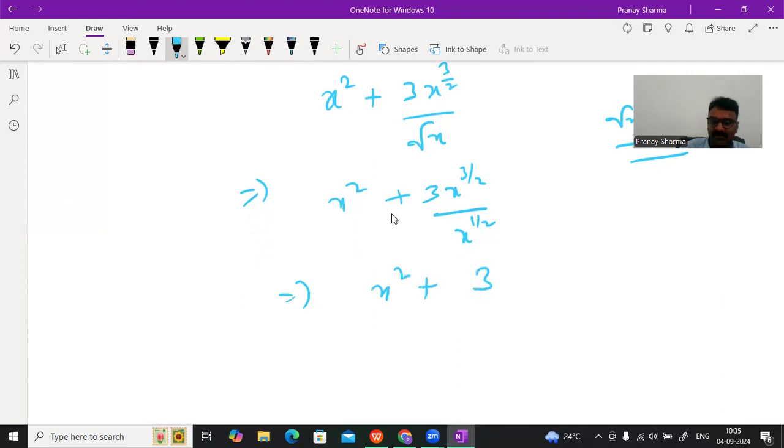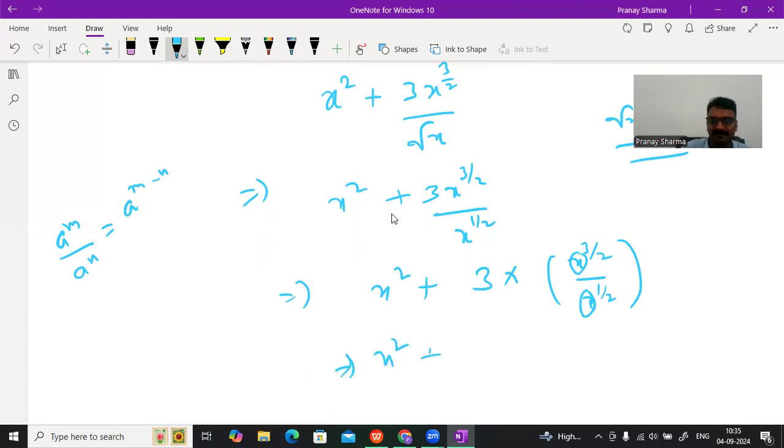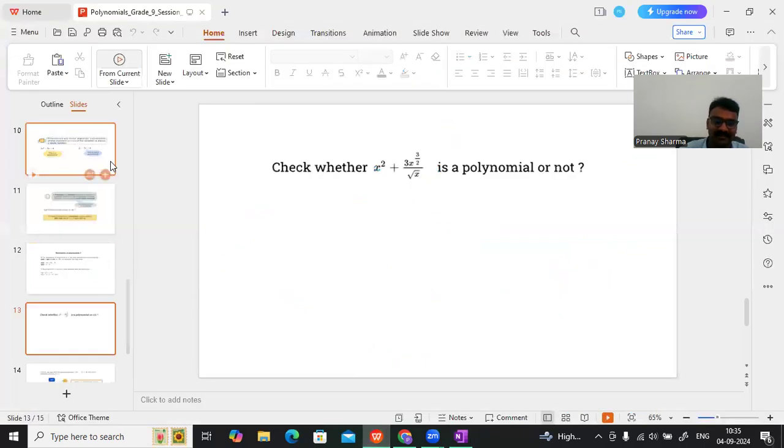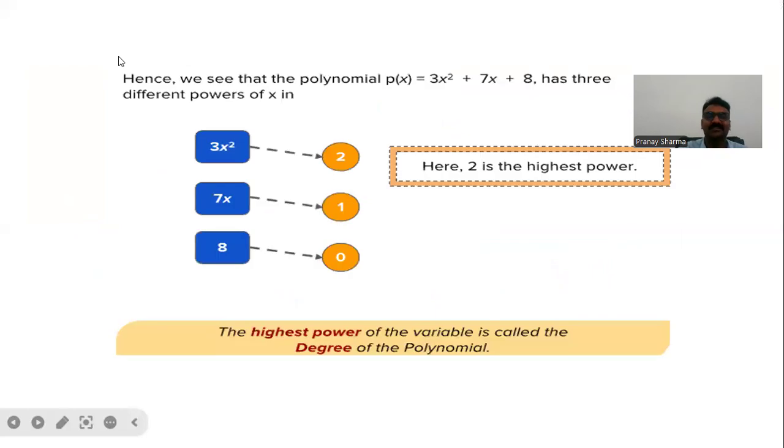x square plus, don't you think this obeys a to the power m divided by a to the power n, which is nothing but a to the power m minus n. Here the bases are the same, x is the same, so powers have to be subtracted: 3 times x to the power 3 by 2 minus 1 by 2. Now what is 3 by 2 minus 1 by 2? 2 is the LCM, it will be 3 minus 1, that is 2 by 2, that is nothing but 1. So this will be x square plus 3x to the power 1, which is x only. This is a polynomial. That is it. So the question was simple, although it was drafted in a typical language.